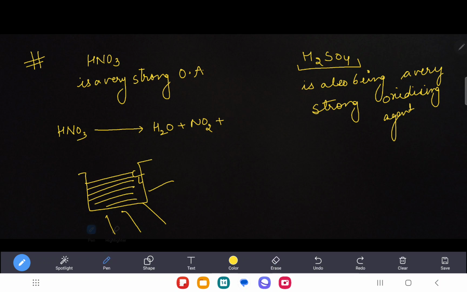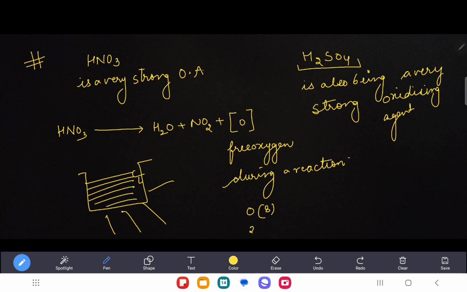And what is nascent oxygen? It is a free oxygen formed during a reaction. And why is it reactive? It is reactive because oxygen has atomic number 8. Configuration is 2,6, so it needs to complete 2 electrons. So that is why it will react. Whatever element the oxygen gets to react with, it will combine with that particular element, because free oxygen has to perform a reaction. That free oxygen will combine with whatever element it comes in contact with.